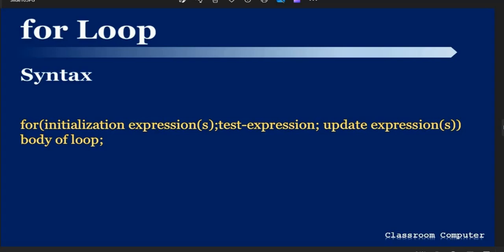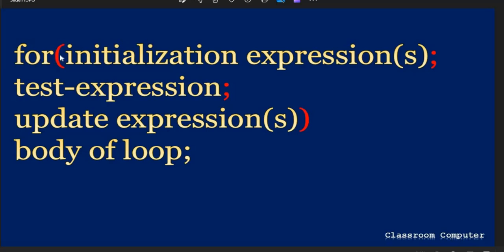Here is the syntax of the loop: for, then first bracket, start, then initialization expressions, then test expression, then after that update expressions, after that the closing bracket, and on the next line the body of the loop starts and ends with a semicolon. If the body of the loop contains multiple statements, you can enclose this body with second bracket or curly bracket. Otherwise, if the body of the loop is a single line, it is just like shown on the screen.